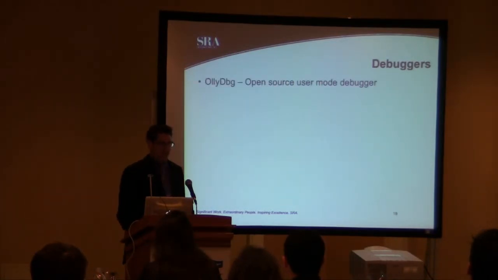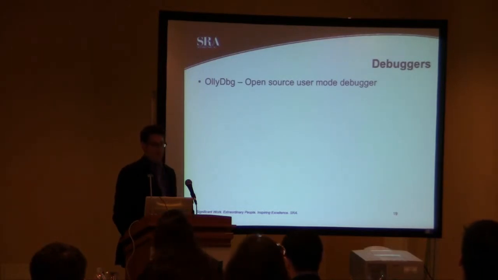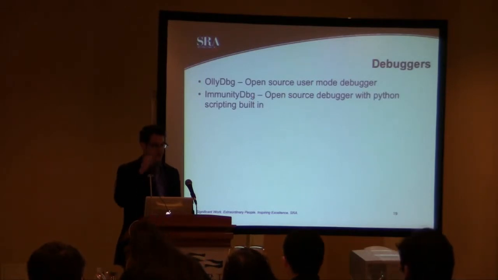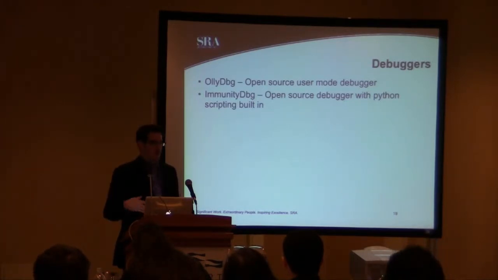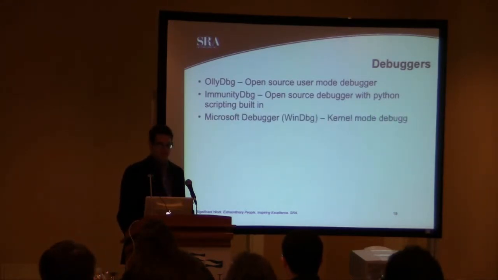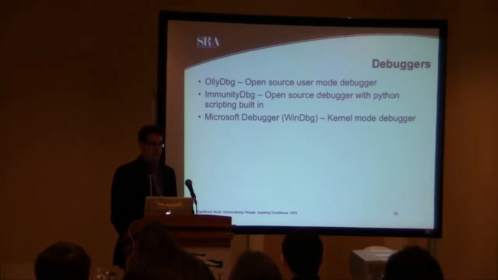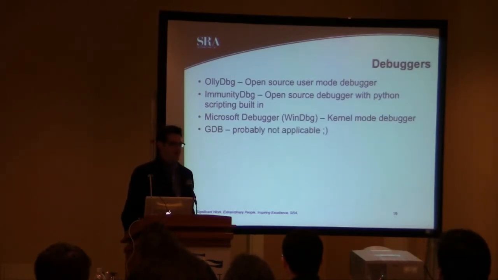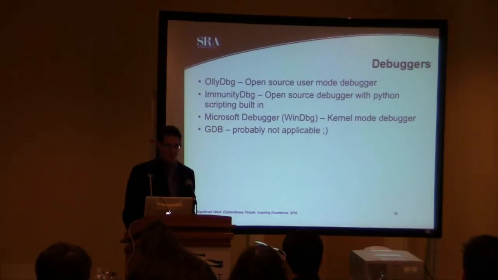So, a little bit about debuggers. There's OllyDbg, which is the open source user mode debugger, probably my favorite. Immunity Debugger is pretty much OllyDbg completely written in Python, and it does allow for some scripting. So if you want to search for a memory location, you could really easily do that from the command line in Immunity Debugger. There's the Microsoft debugger, WinDbg, which is more kernel mode, and GDB, which I kind of put in as a joke. I don't think anybody's going to be reversing Adobe Reader with GDB.